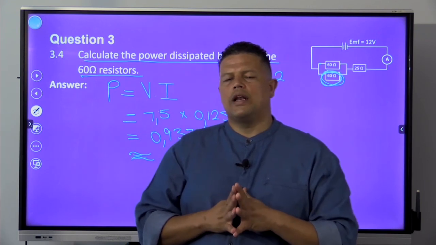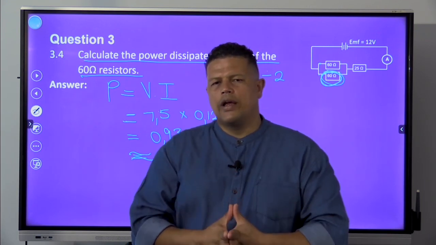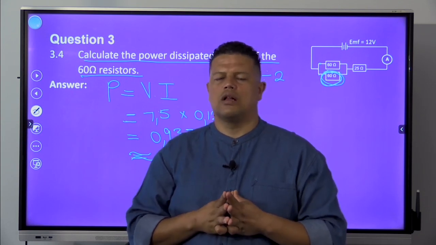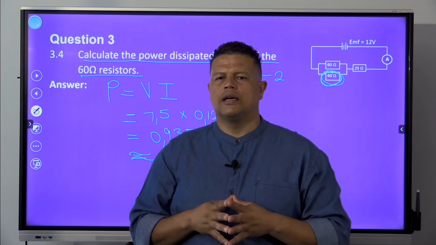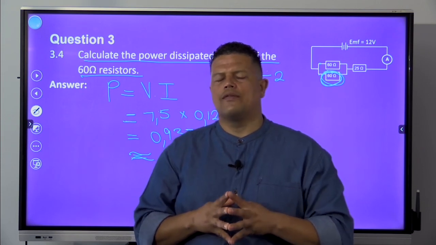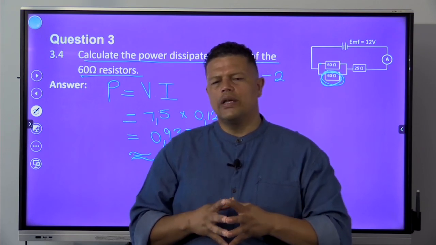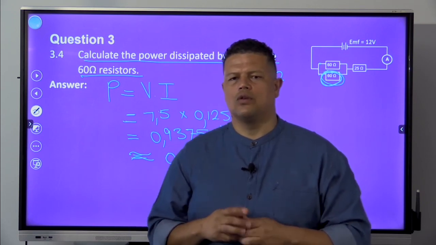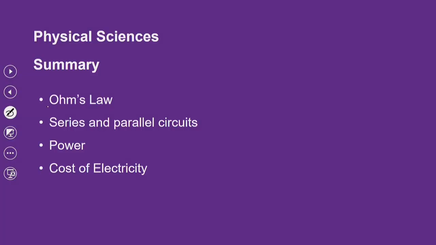Very quick, very easy. There's a different way you can also calculate it. Different formulas you can use to calculate power. But that concludes what we have for this particular lesson. We just need to summarize what we looked at. We discussed Ohm's law, and we said potential difference is directly proportional to current provided that the temperature of the resistor remains the same.